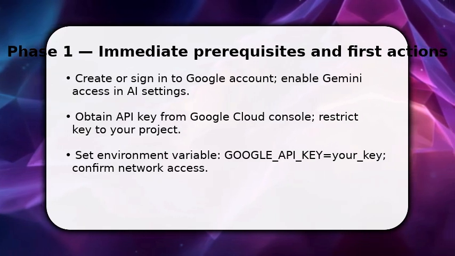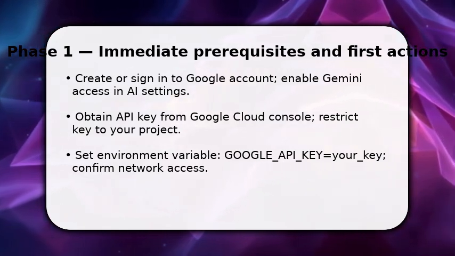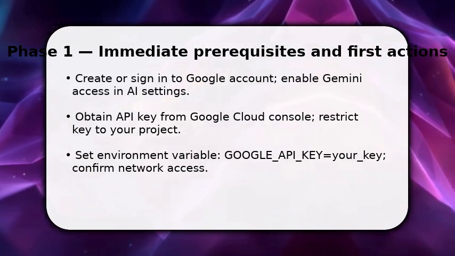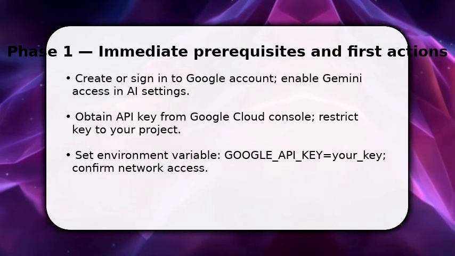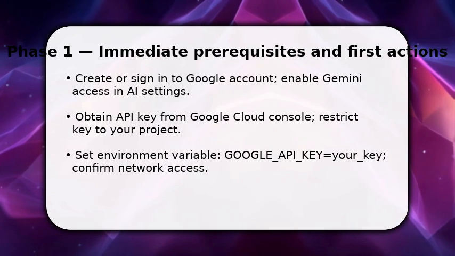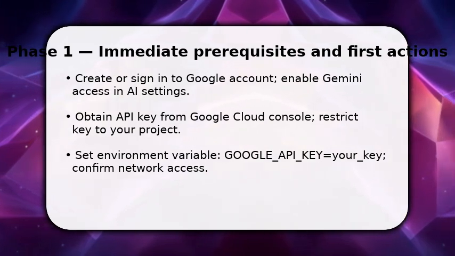Make sure to set the key as an environment variable locally or in your deployment pipeline. You'll need to confirm that outbound network requests to Google endpoints are allowed. This prevents later connection failures and saves time when you run your first request.